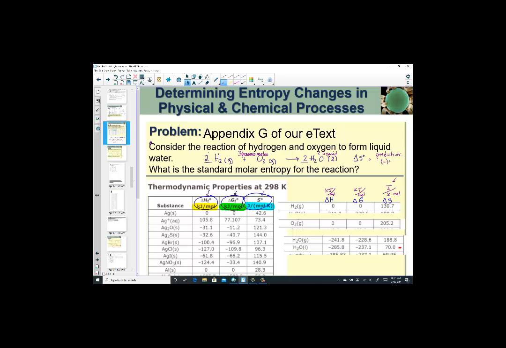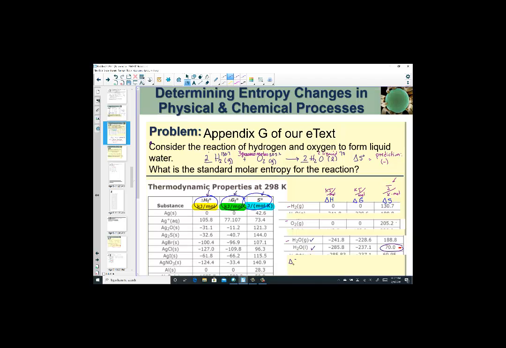Well, what I've done here now is looked up the values of each of our components. I found hydrogen, and I screen clipped it and wrote 130.7. So let me just make a note here that this is 130.7 joules per Kelvin mole. I found oxygen, 205.2. And I found both gaseous water and liquid water. Make sure you're checking the correct adjective. Is it a solid, liquid, or gas? And in the liquid phase, 70 is the assigned value for the entropy of liquid water.